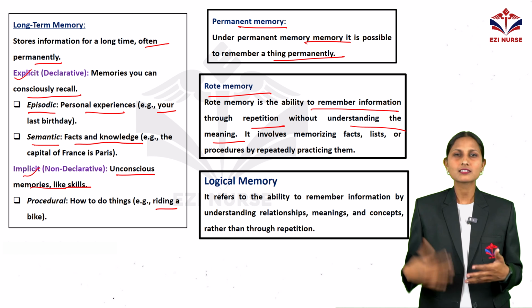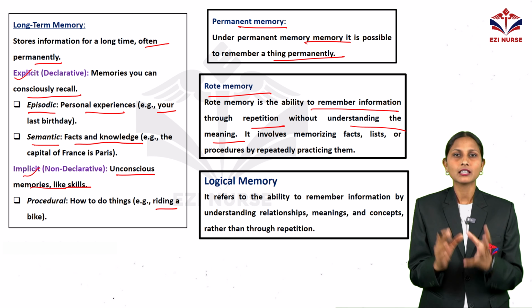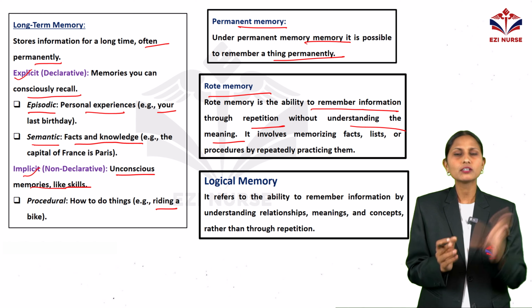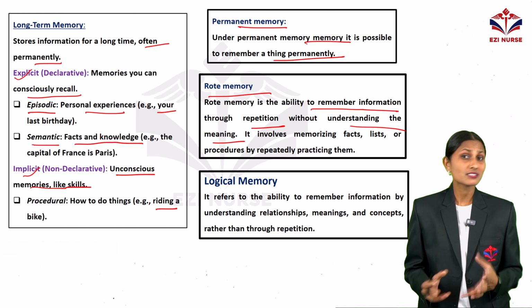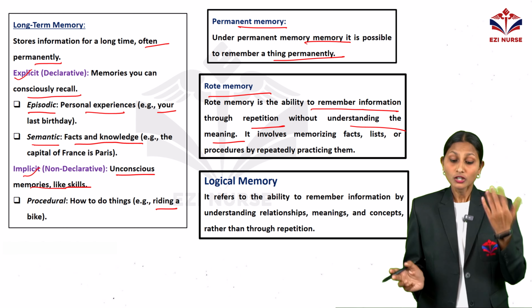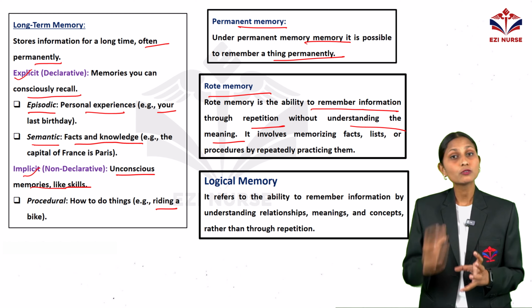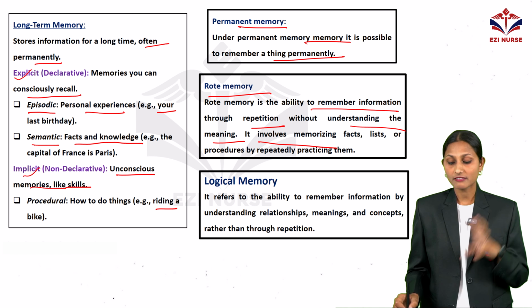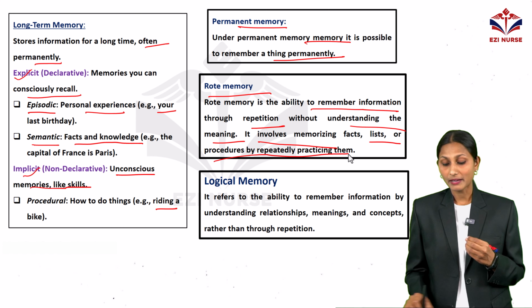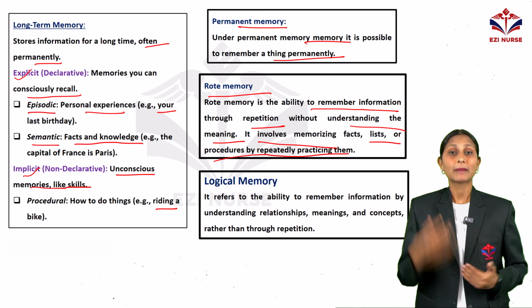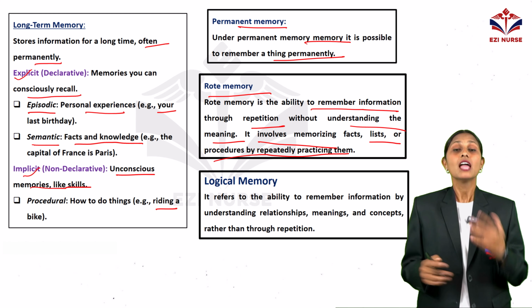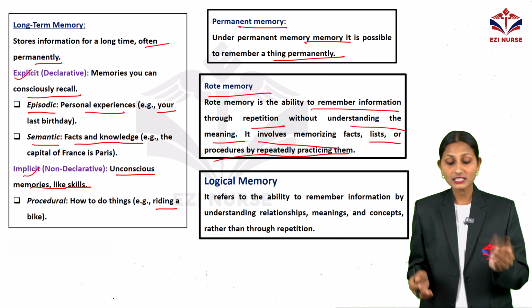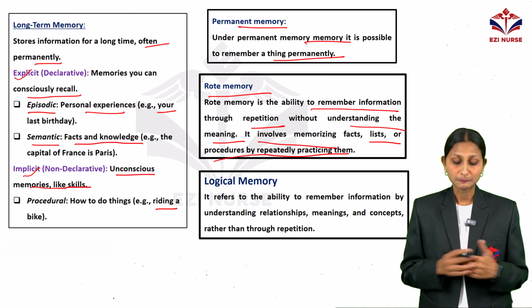We will just try to learn something, such as a krebs cycle. You will try to remember the steps, but how it takes place, you will not focus on that. So that is what you will use, rote memory. Next, it involves memorizing facts, lists or procedures by repeating and practicing them. Means we will practice it again and again and we will recall that thing. So that comes under rote memory.